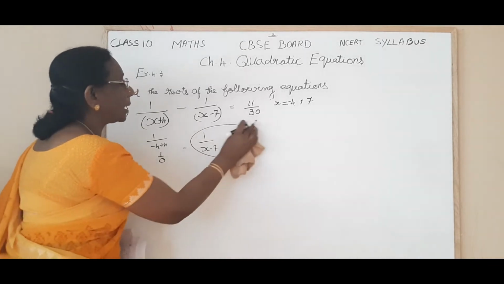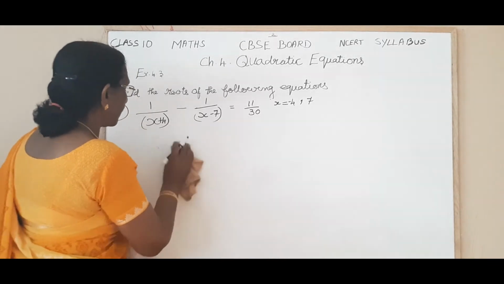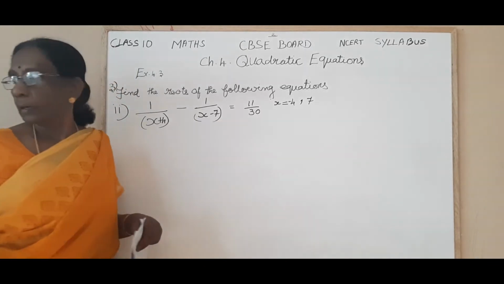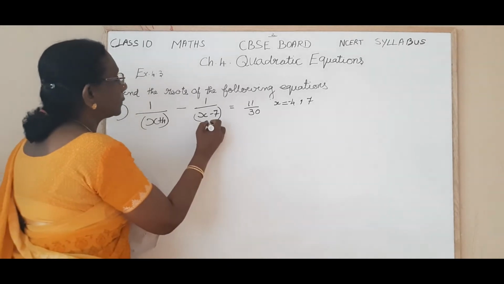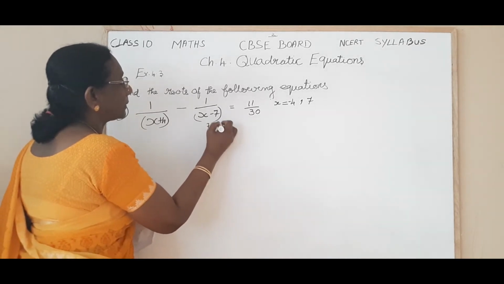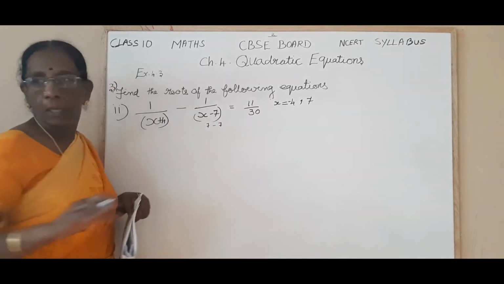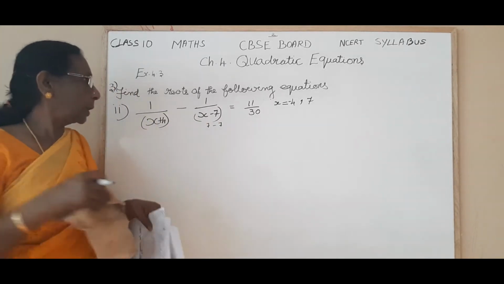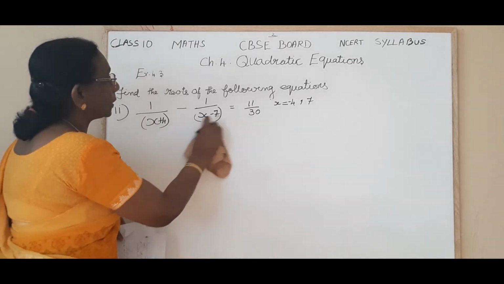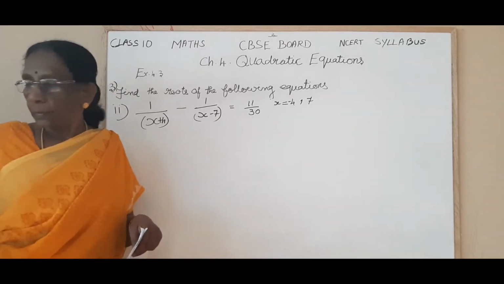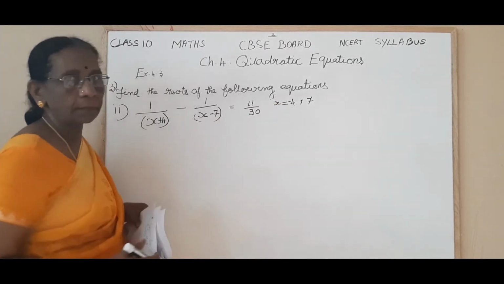And the same way, if x is equal to 7, what will happen to this term? Here we will be getting 7 minus 7. This term will be 0. So, you will be getting a linear polynomial, that is linear equation. You will not get a quadratic equation. That's why this condition is given in the question.